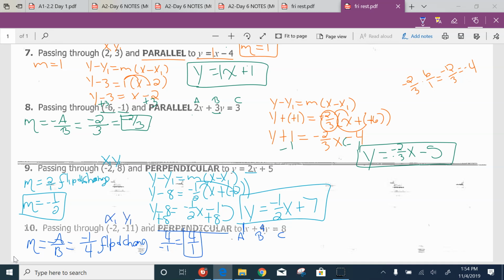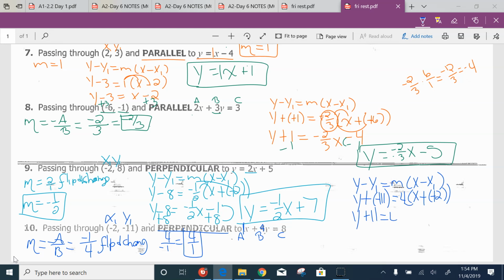So on the right-hand side over here, I have the formula. y minus y1 equals slope times x minus x1. After that, I go ahead and substitute my values. y minus negative 11 equals my new slope of 4, or 4 over 1, times x minus my x1 value, which is negative 2. Double negative, I have y plus 11 on the left.